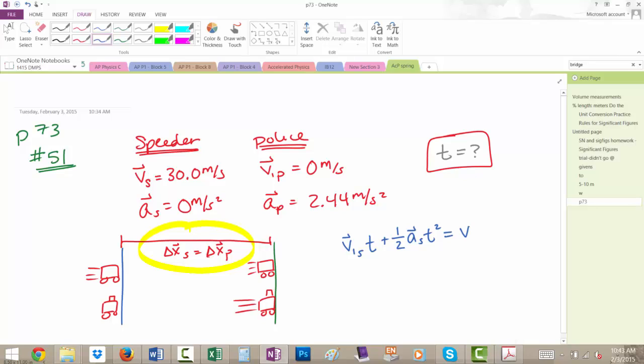Equals VI for the police car times time plus 1/2 the acceleration for the police car times time squared. Wow, that's pretty. But we can make it pretty fast. How do we make things prettier? What do we look for? What do we try to find?